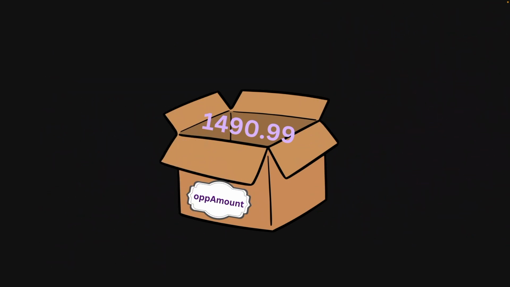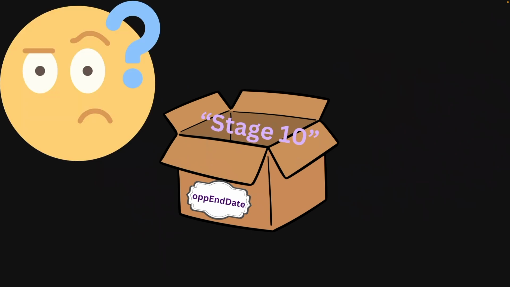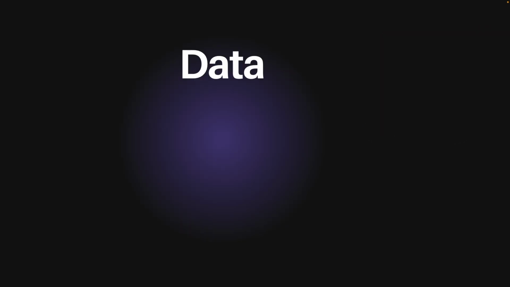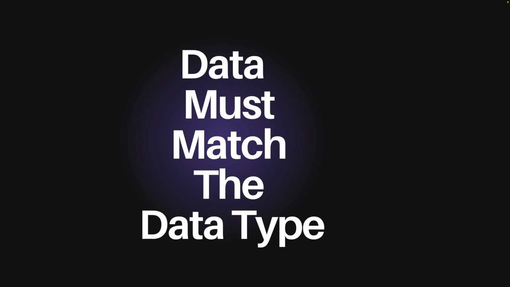Now, that worked out really well, but is it going to work for everything? Say you're unpacking your boxes after you move, and you see a box named Opportunity End Date, and you open it up to see the phrase Stage 10. That doesn't make a whole lot of sense. You were expecting a date, but you found words. So you open up another box. This one's called Stage Name. You're expecting to see a word, but instead, you see a Boolean state like true. You start getting nervous. Here's the thing. The data must match the data type.